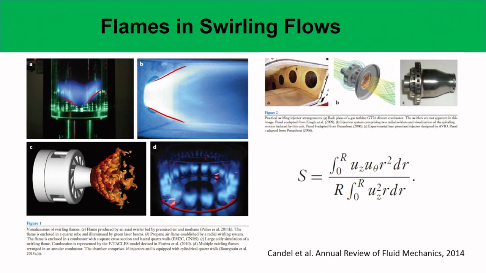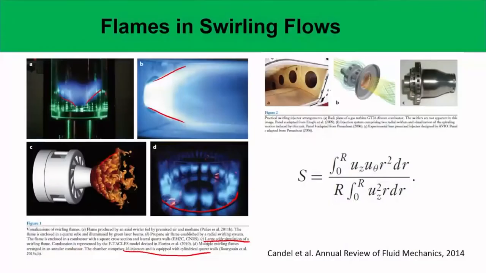Now this is a simulation that you see here. It is a larger simulation of swirling flames, multiple swirling flames arranged in an annular combustor. This chamber comprises 16 injectors and is equipped with a quartz cylindrical wall for doing optical diagnostics. We'll talk about optical diagnostics in a later class when we take up flame stabilization and afterburners. But this is essentially how the back plane of a gas turbine combustor looks.